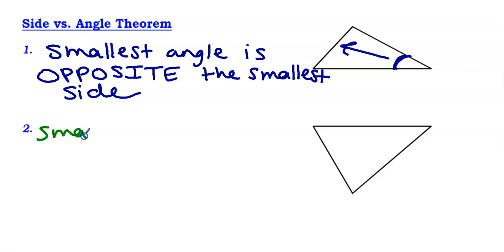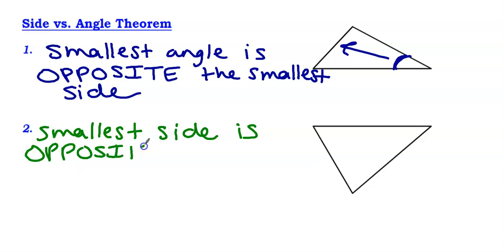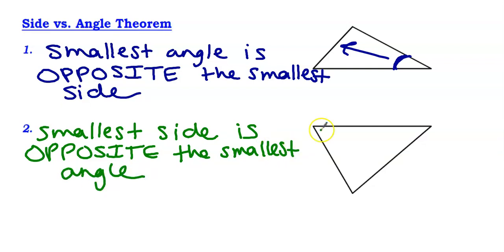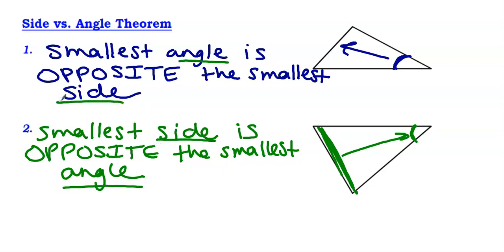We could also say the smallest side is opposite the smallest angle. So we could go vice versa on this. So then I could say side, here's the side, and the opposite of that is the smallest angle. These look pretty close to being similar, so I believe that would be the smallest side. Okay, so again, I just changed the order, so it's just a vice versa situation. Side and angle go together.